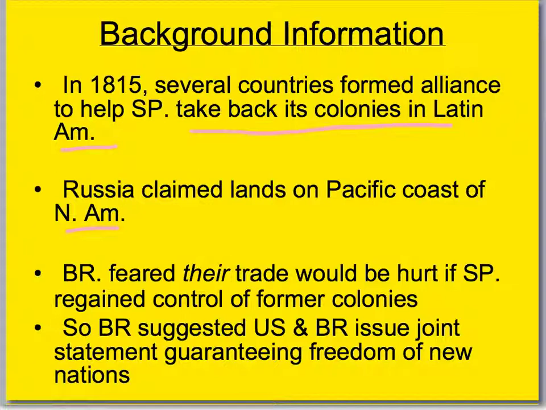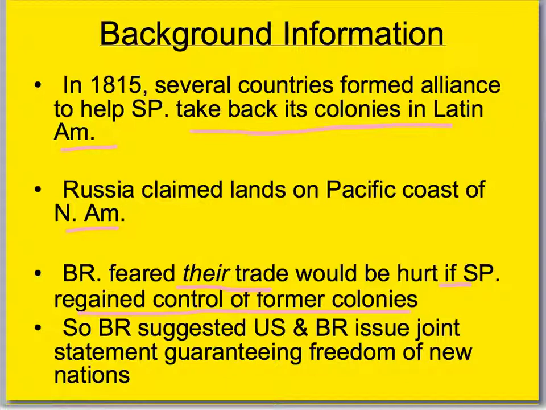Now, here's the important thing. With Spain out, Britain moves in. Britain is now able to trade with these countries of the central republics of South America, of Mexico, and they're making a whole lot of money. Instead of all this money going to Spain, it's now going to Great Britain. And Britain fears that if these other countries help Spain get back their territories, they're going to be cut out of the trade deal. So the British feared their trade would be hurt if Spain regained control of the former colonies.